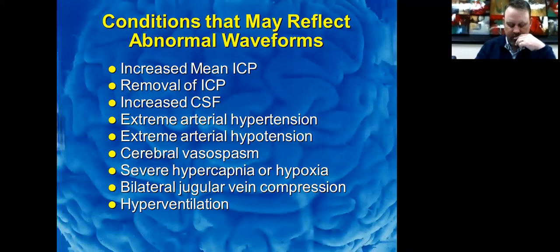Hyperventilation, or let me go back. Bilateral jugular vein compression, you would have P2 and P3 increases. So your dicrotic notch will increase as well because it's venous compression. And your dicrotic notch is the beginning of the venous side. So hyperventilation, no change in P1, P2, and P3. It will change.